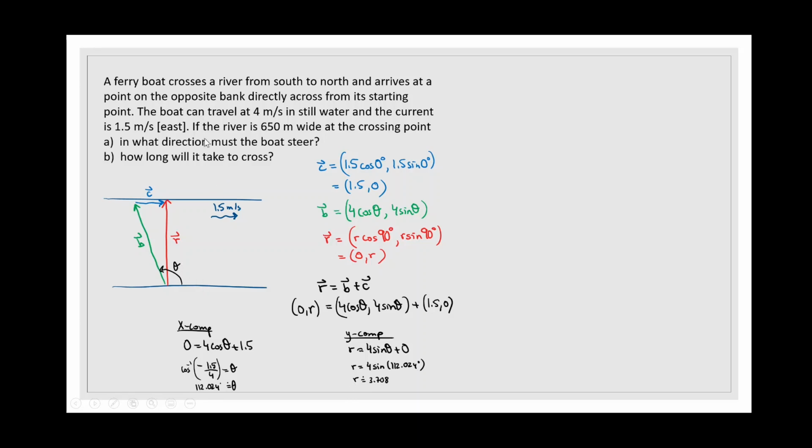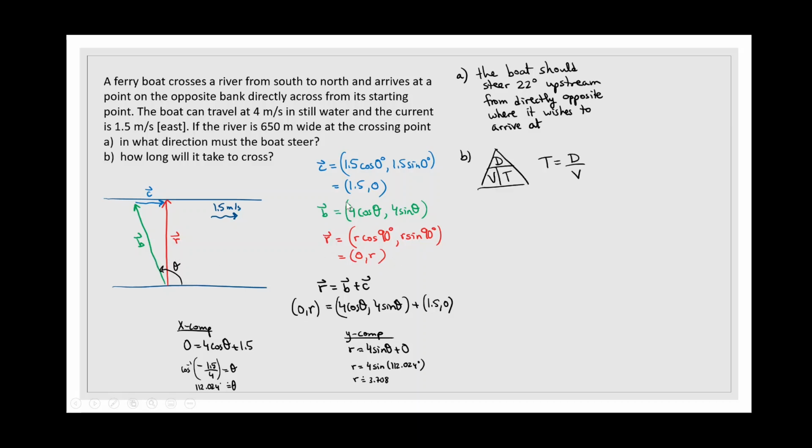And so I think we are ready to answer part A. It says, in which direction must the boat steer? So we actually want to know how far upstream it is, not this full angle, 112. So we want to know this part right here. So if we subtract 90 from 112, we would get 22 degrees upstream from the directly opposite where it wishes to arrive at. So just be very clear exactly what you mean by the 22 degrees upstream.